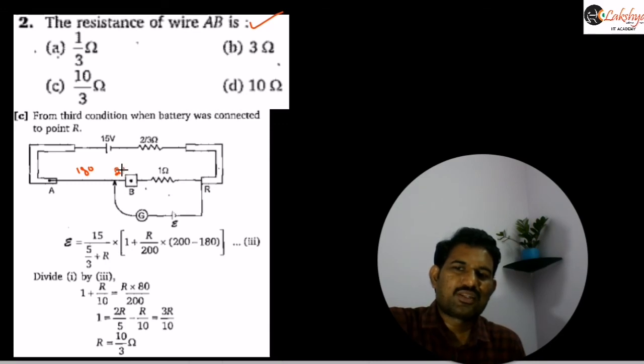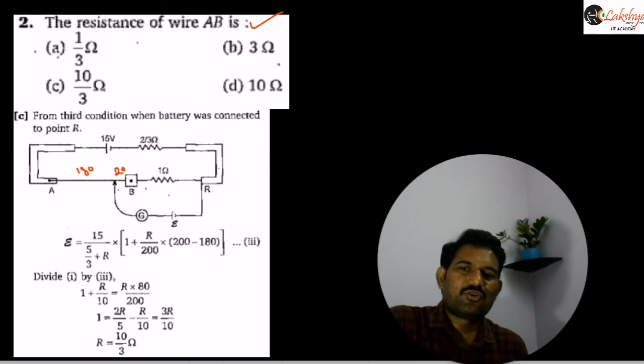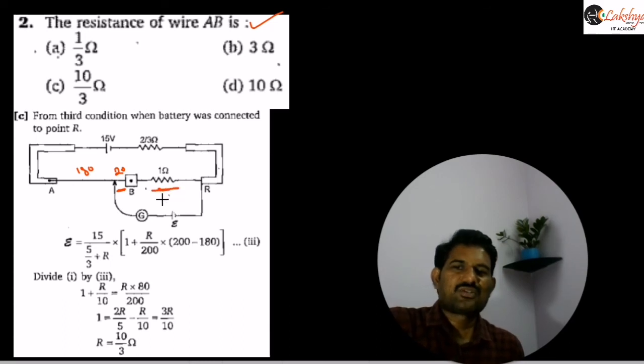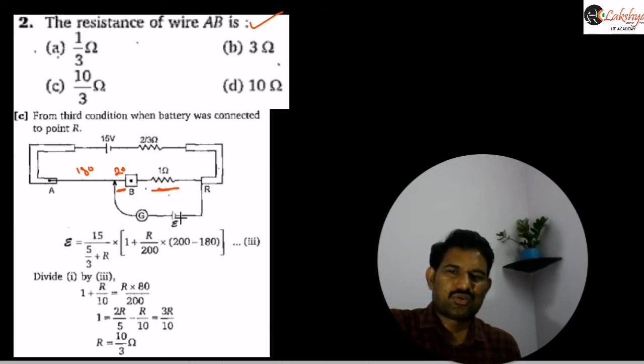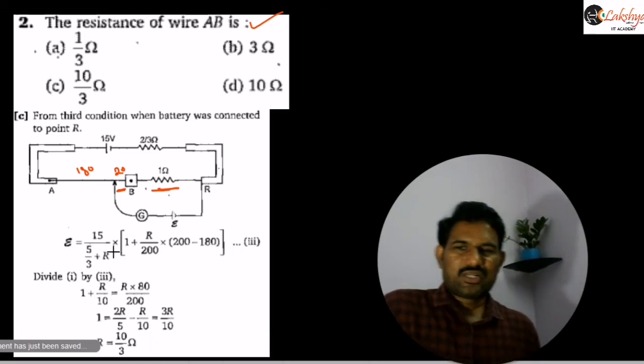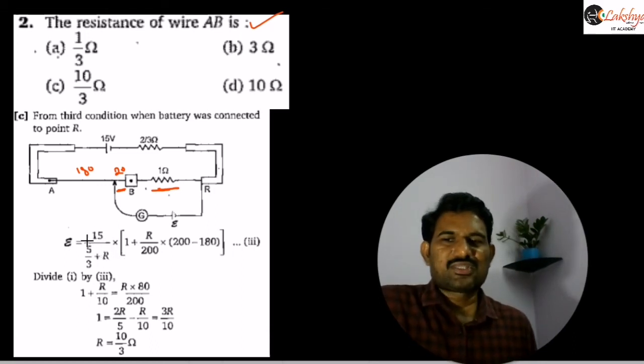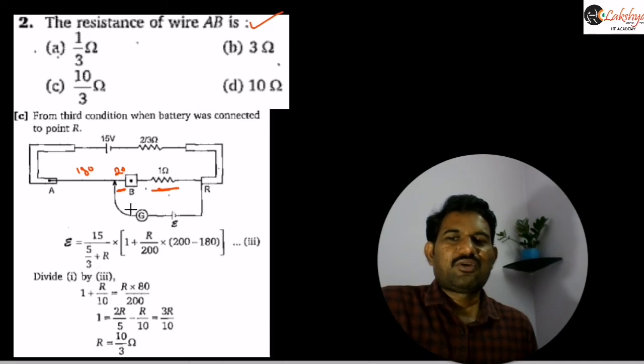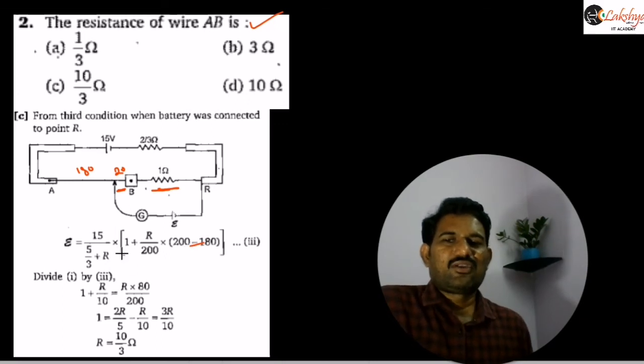So that means only this length will be 20 centimeters, because we already calculated the total length as 200 centimeters. Then the EMF of the cell will be equal to the potential difference across this 20 centimeters plus the potential difference across this 1 ohm here, because this is connected across this. So that equation we need to write here. This is the I value we are writing here, 15 by 5 by 3 plus R into this R value, the IR value. So R is nothing but here this 1 ohm, and for this we are writing this R value here, R by 200 into this length.